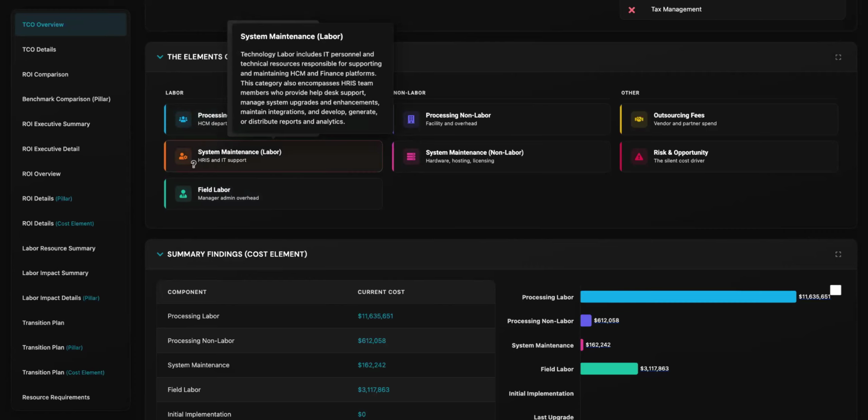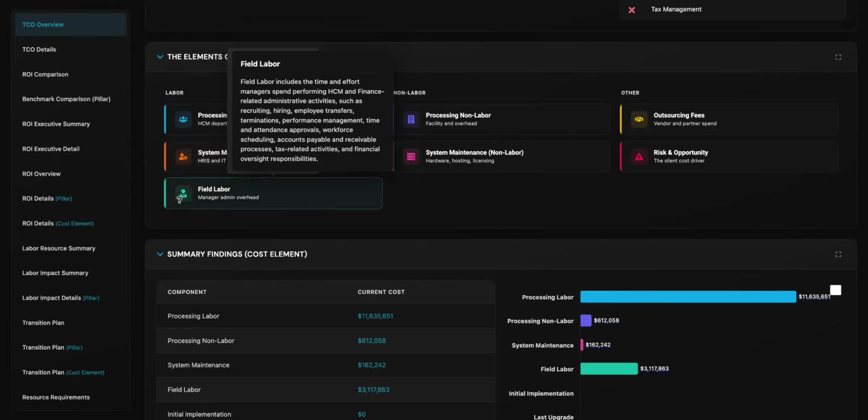Second bucket is the IT maintenance labor. So this is going to include any IT or technical resources, HRIS people, anybody doing help desk support, writing custom reports, database administration, whatever it looks like to support the current HR system. Those are the resources we'll collect here.